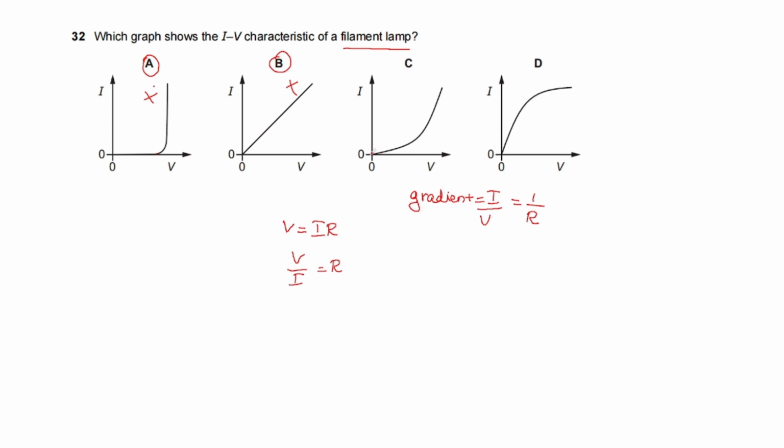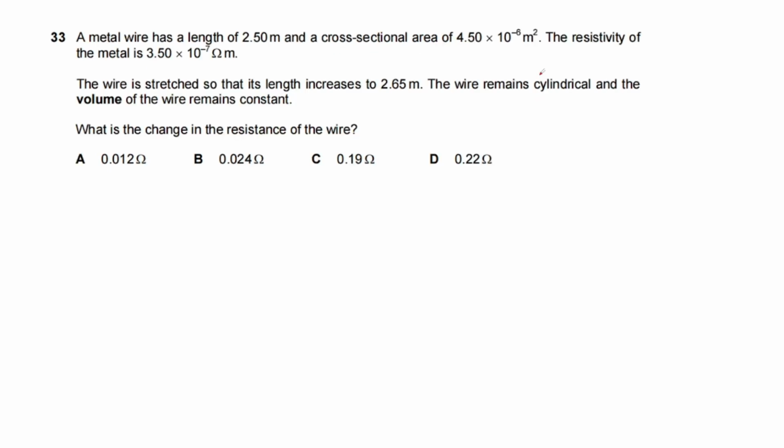So in this option C, if you're considering the initial condition, it is increasing. The current increases as the voltage is increased, but eventually the gradient increases, which means that the resistance decreases. That's not true for the filament lamp, which means that option C is wrong. Option D, as the voltage increases, the gradient decreases, which means that the resistance increases, which is the condition for a filament lamp. For question 32, option D is the correct answer.